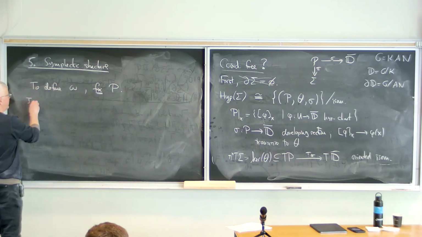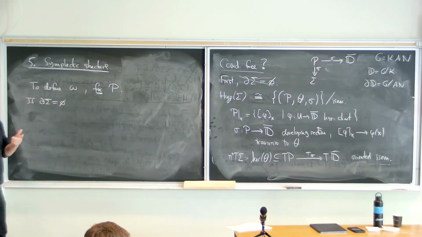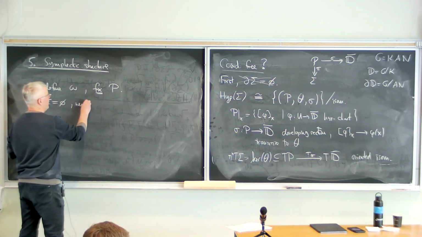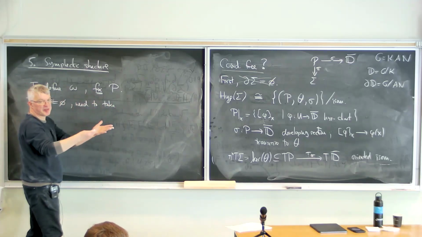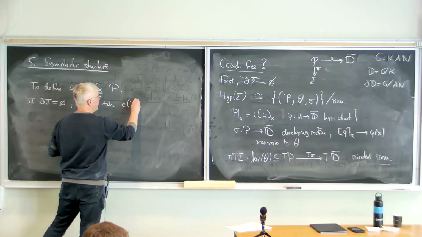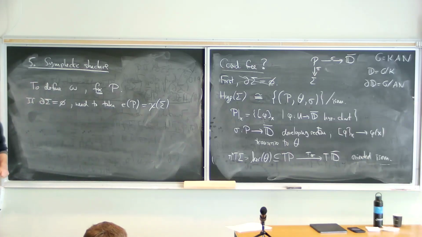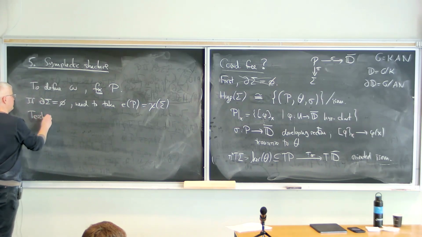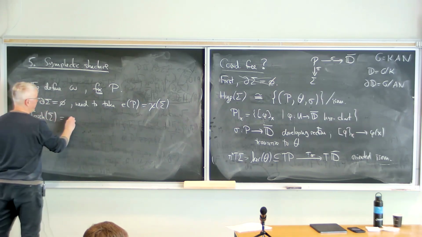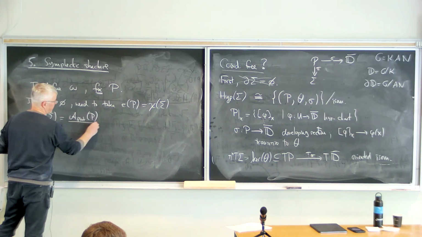Now, if the boundary is empty, we need to take the P of the correct topological type. As I explained, it's a principal G bundle. They're classified by the integers, and I need to take that integer to be the Euler characteristic of the surface. And once I do that, there is this fact that the Teichmueller space is going to be flat connections on this P. Let's use this notation for flat connections up to gauge transformations.